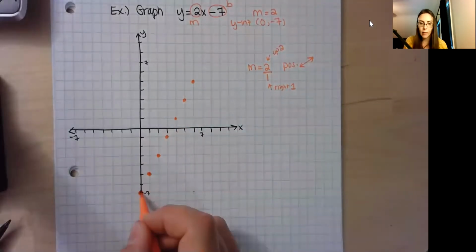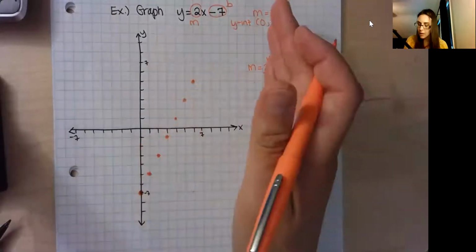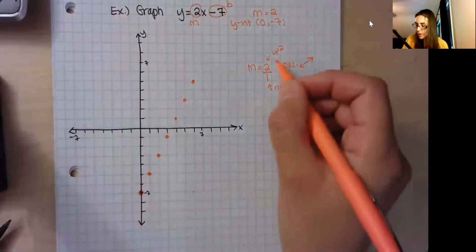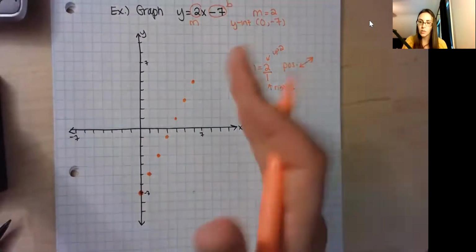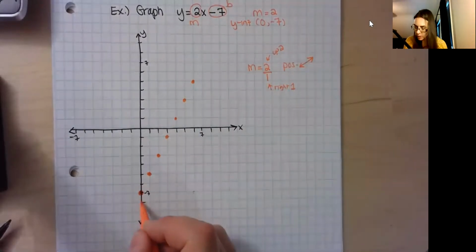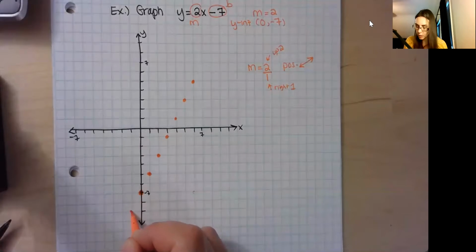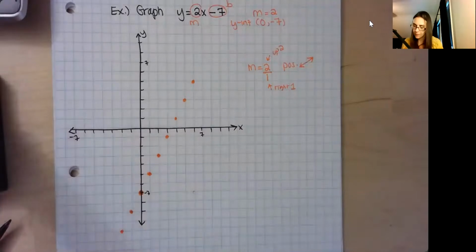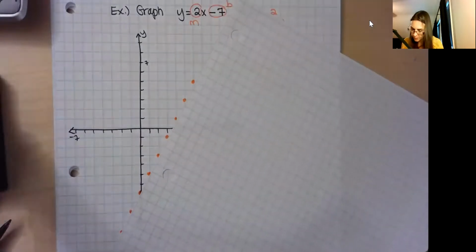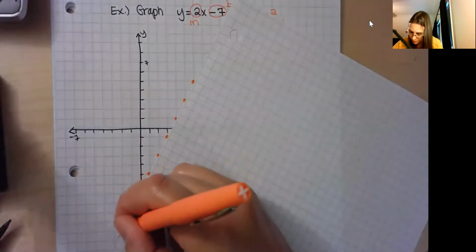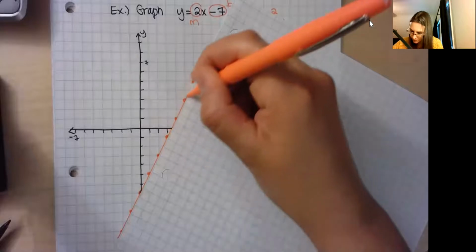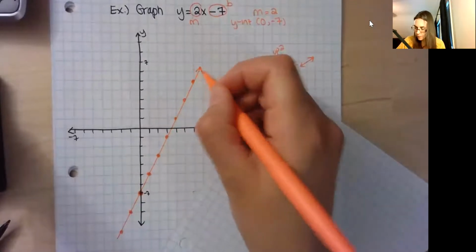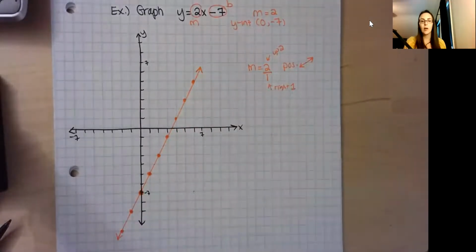Now, if I wanted to go backwards, maybe I'm running out of room on the right side, it still works, but you would just reverse it. Instead of going up 2 and to the right 1, you would go down 2 and to the left 1. You can see those points are still lining up and giving us that nice increasing line, which is what we want here. Okay, so there is our line.